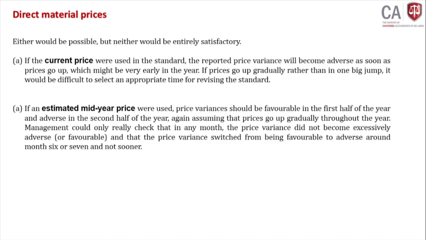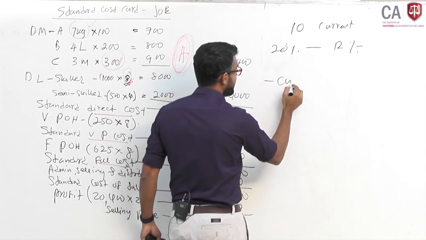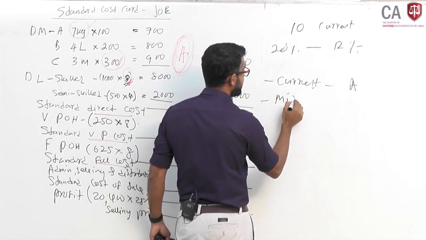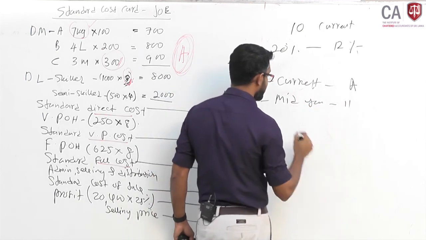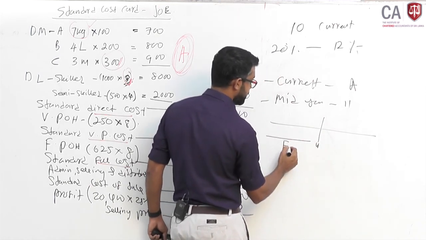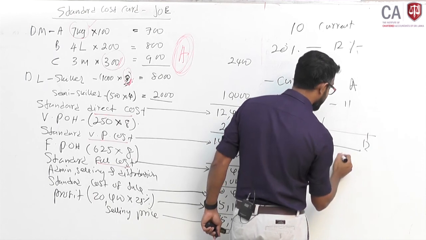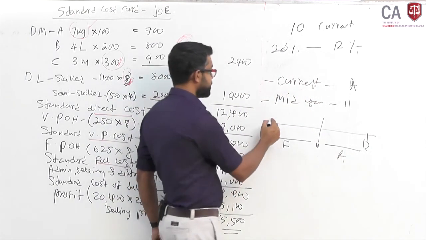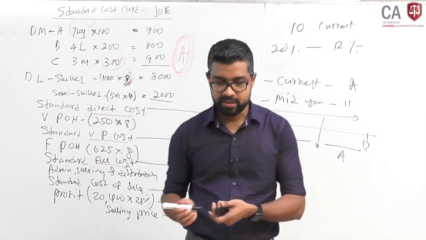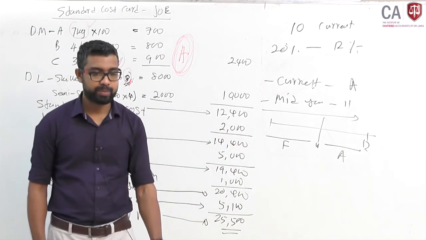Now, if we take the standard as 10, the current price, and you are expecting to increase by 20%, then 12 will be the price. If we go with the current price, it will definitely be adverse. If we go with the mid-year price, we take 11. Then in the first half of the year, from 10 up to 11, it is favorable. From 11 to 12 it is adverse. So the first half can be favorable and the balance half can be adverse. So that's what this explains.